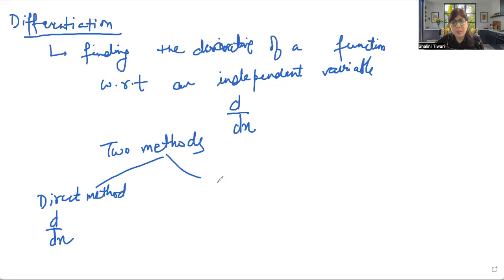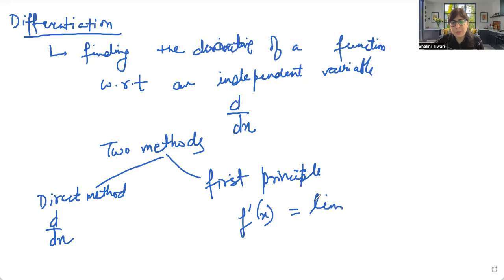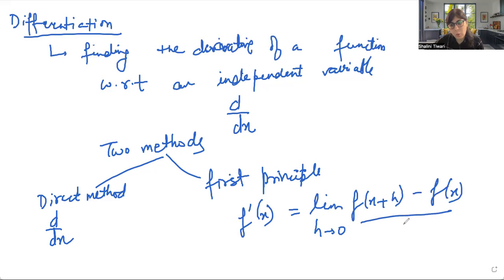And the other is the first principle method. First principle method is only one formula, and it is represented by f dash x equals limit h tends to 0 f of x plus h minus f of x over h. So this formula we are going to use in our questions.